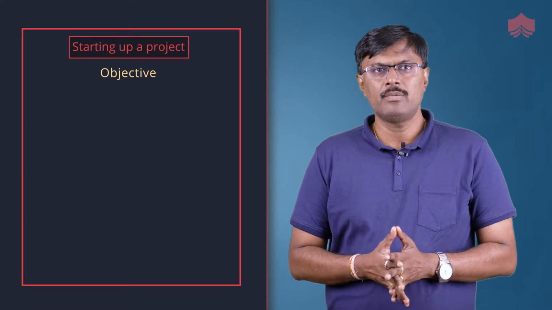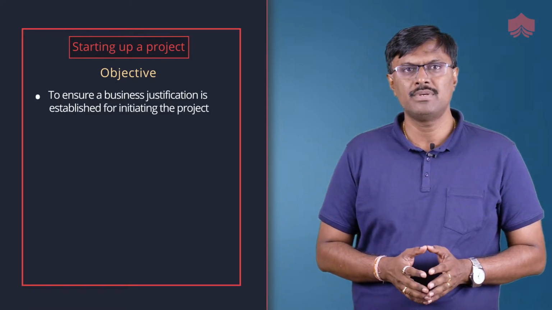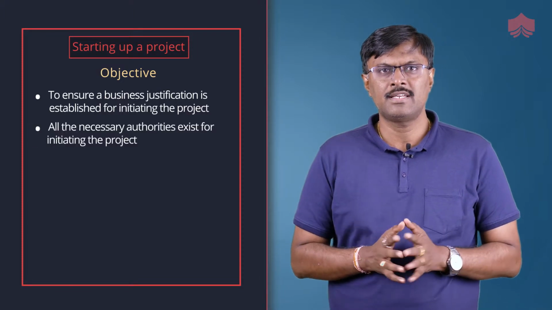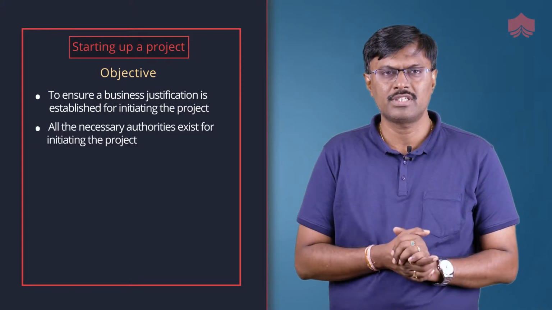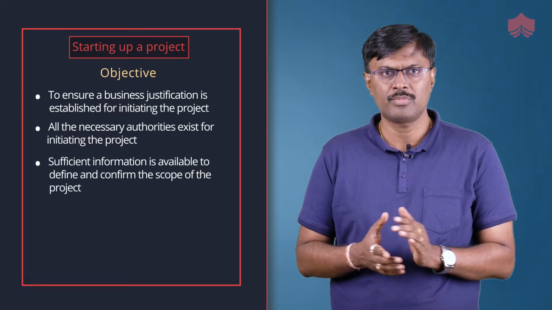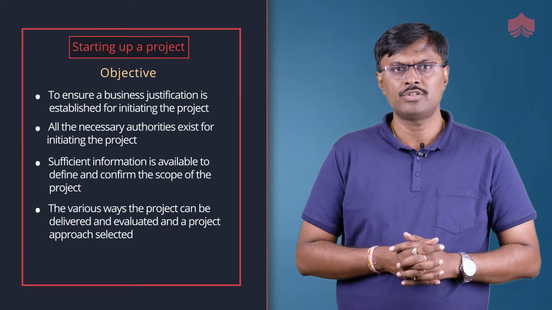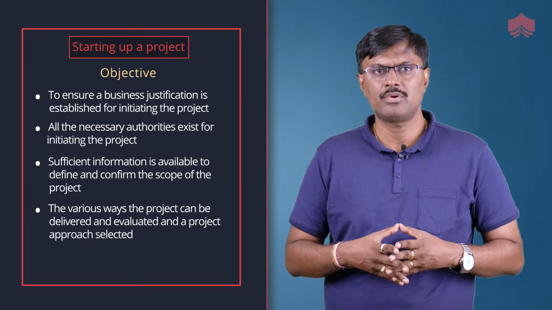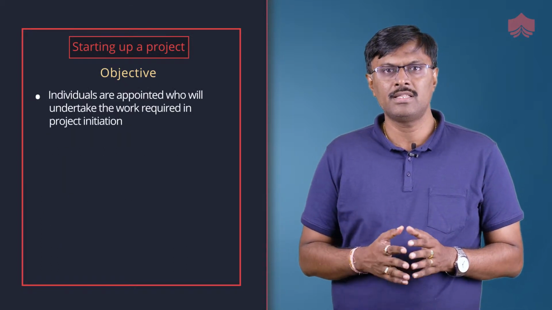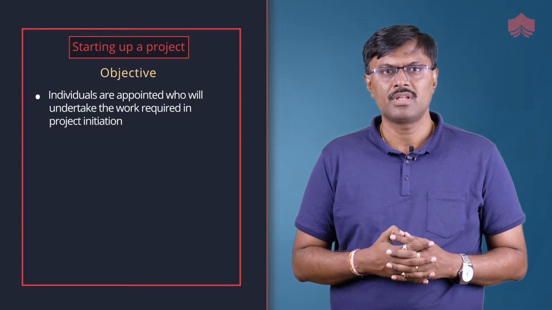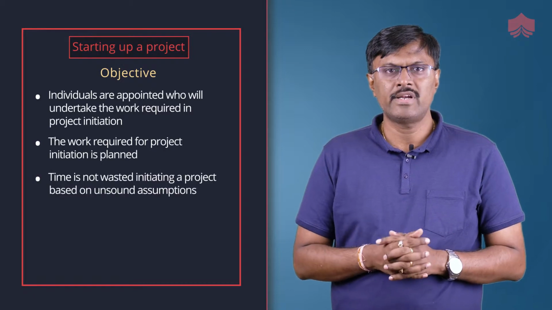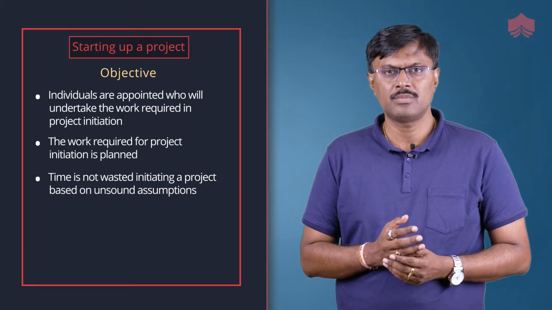The objective of the starting up a project process is to ensure that a business justification is established for initiating the project. All the necessary authorities exist for initiating the project. Sufficient information is available to define and confirm the scope of the project. The various ways the project can be delivered are evaluated and a project approach selected. Individuals are appointed who will be undertaking the work required in project initiation. The work required for project initiation is planned. Time is not wasted initiating a project based on unsound assumptions.